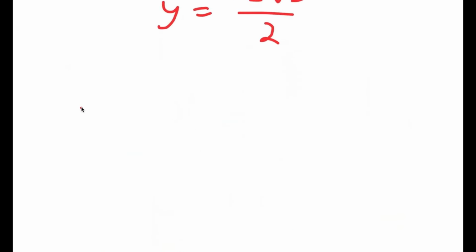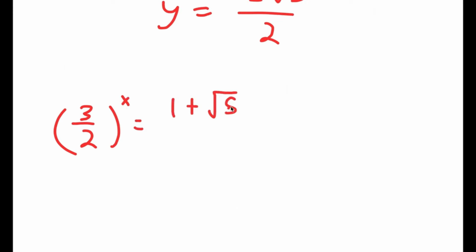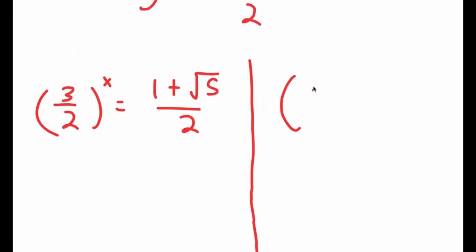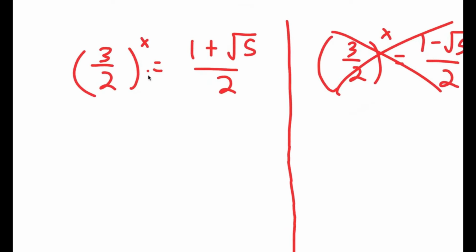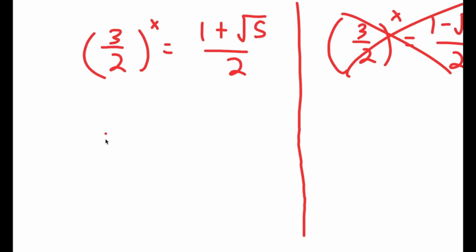So this gives me two equations. I have 3 over 2 to the power of x is equal to 1 plus the square root of 5 over 2, as well as 3 over 2 to the power of x is equal to 1 minus the square root of 5 over 2. Now we can already cancel out one of these equations, which is the right-hand one, because 1 minus the square root of 5 is going to be a negative number, and you can't take the power of a positive number and make it equal a negative number. So this equation wouldn't even work. So the only equation I have left is 3 over 2 to the power of x is equal to 1 plus the square root of 5 over 2.